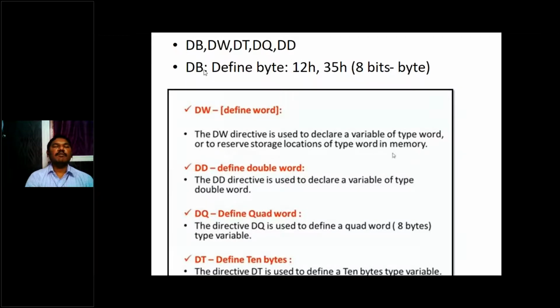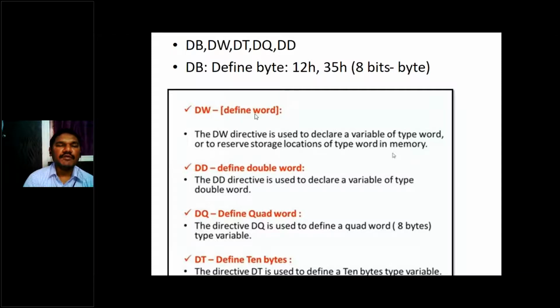DB stands for define byte. In our program, you will see how to write the DB. DB means byte, and byte means 8 bits. So here I have written, for example, 12H. Here H means hexadecimal. Hexadecimal means each character or number is equivalent to 4 bits. So 1 is 4 bits and 2 is one more 4 bits, totally 8 bits. So 35H is also 8 bits. 8 bits is called a byte, so to define this kind of data value, we need DB.